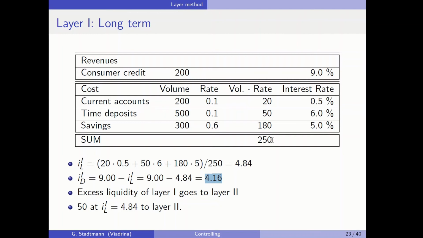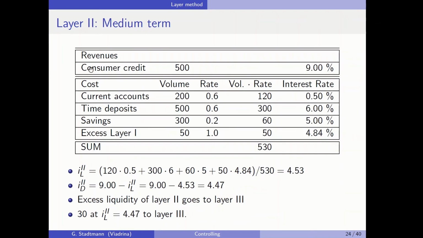So we have 250 on the liability side, but we only need 200 to finance the long-term assets. So 50 units go at the weighted average interest rate of 4.84% to layer 2.